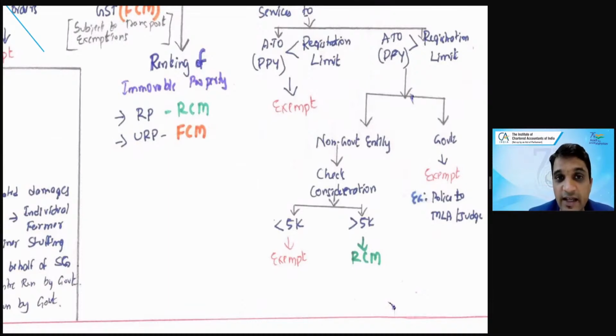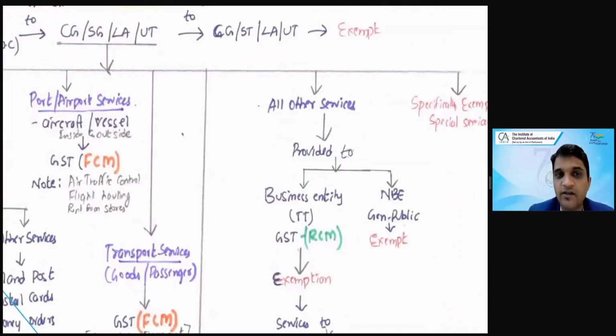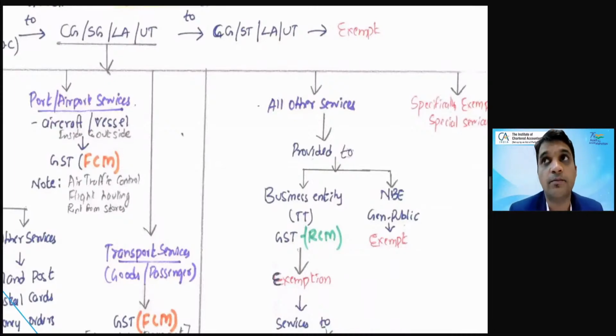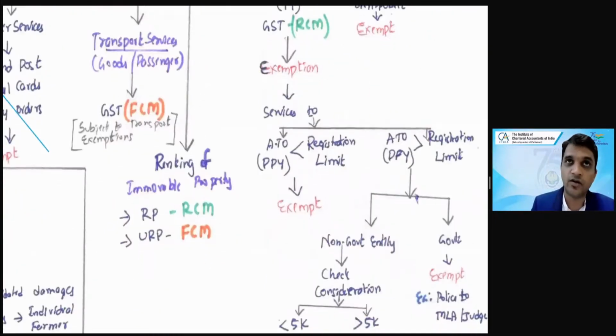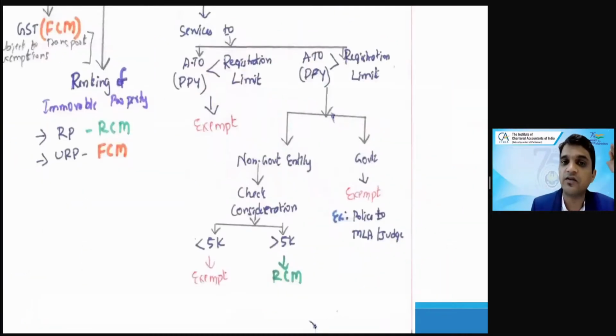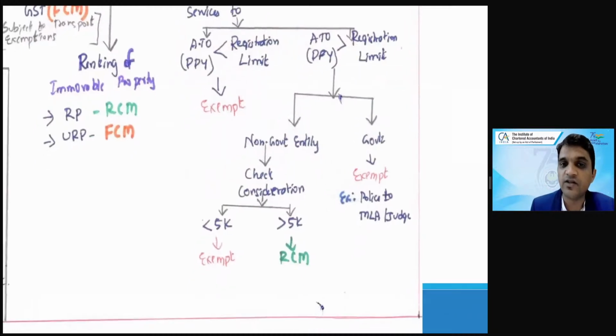Okay. So I'll just explain this again. For all other services, apart from specific port, postal, transportation, any other services which the government is providing to a private party, if it is providing to a business entity, it is generally under RCM. Then they say there are certain exceptions. If you're not registered and your turnover was below the registration limit, then any services which you're receiving from the government is exempted. You don't have to pay anything. But in case your annual turnover was more than the registration limit, then you have to see whether you are government, like a police providing services to an MLA. Both are government. So from one government to another government, it is exempted, correct?